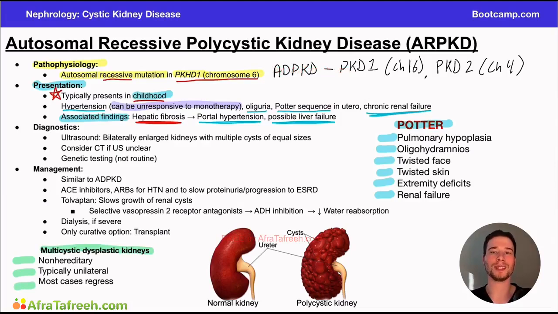So if they give you two similar presentations, like a 5-year-old with kidney problems and high blood pressure, yes, these are both types of cystic kidney diseases, but these are 3 keys that I think are useful for telling them apart in a question stem.